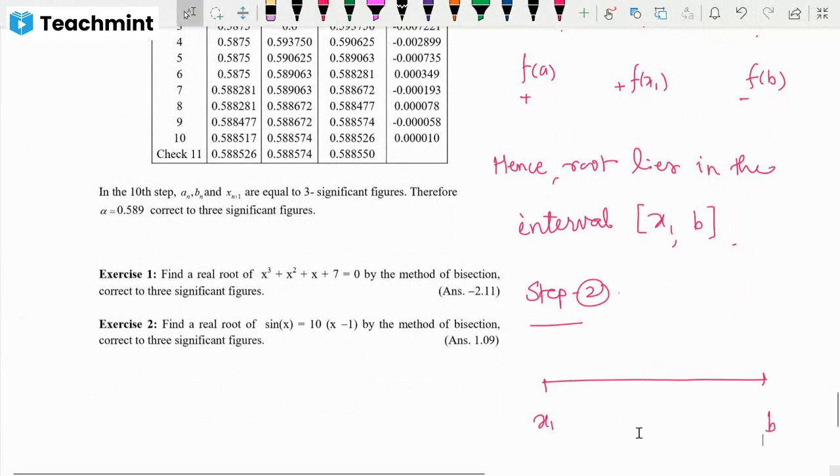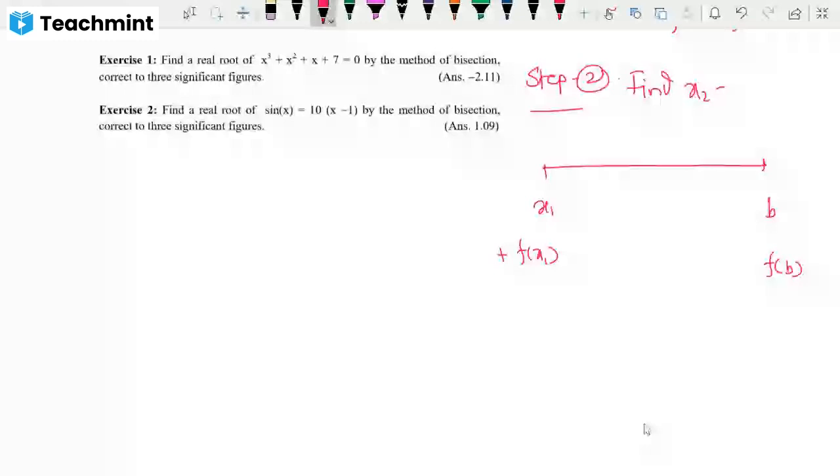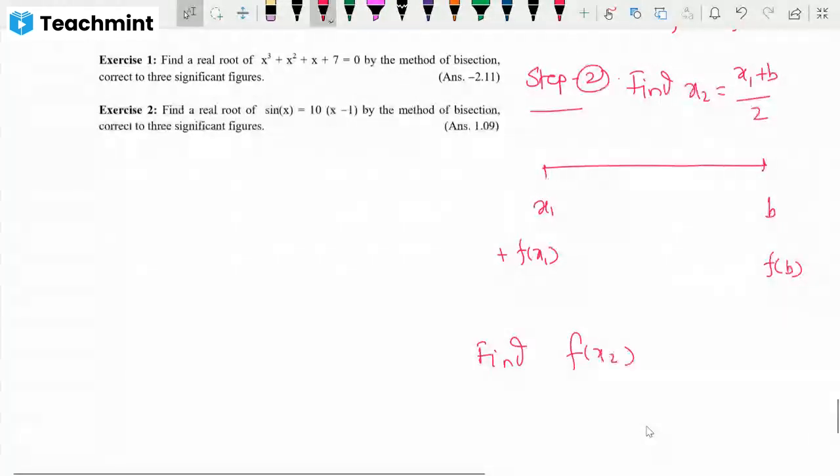So at x1, f of x1 is positive and f of b is negative. So in step 2, find x2. What is x2? It is x1 plus b divided by 2. That is the mean of these two. So next, also find f of x2. So x2 is here. So find f of x2.